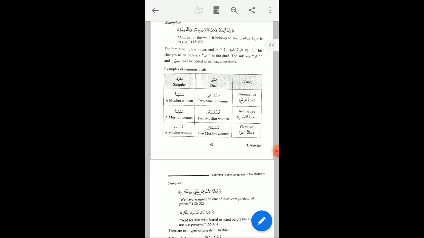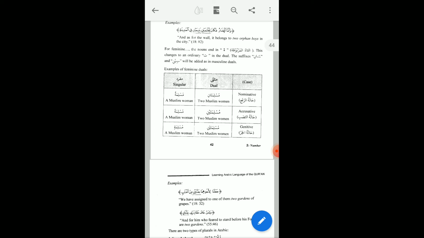We say muslimun, it's a male Muslim, but muslimatun, we add ta marbuta to Muslim, it becomes a female Muslim. So muslimatun, a woman Muslim, but this ta, what we call ta marbuta, changes to an ordinary ta in the dual when we change it to cases. See example of the feminine duals.